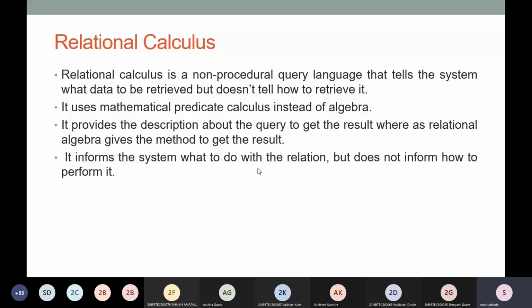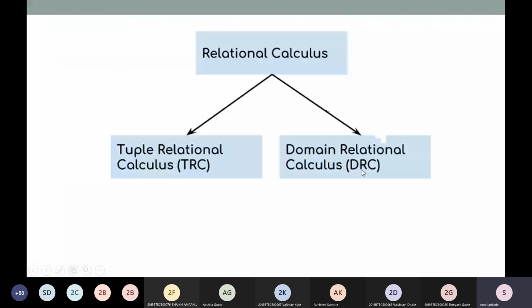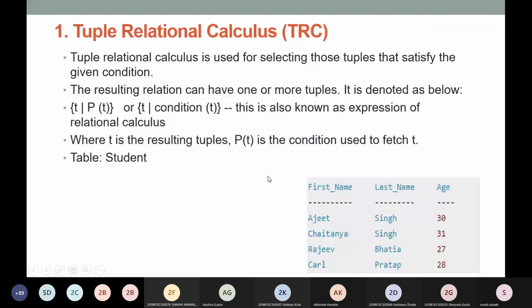Okay, so in a number of books you can find a number of statements. This relational calculus is divided into two parts: tuple relational calculus and domain relational calculus. The working of this calculus depends on the name provided here, tuple and domain. So let us see what is tuple relational calculus.